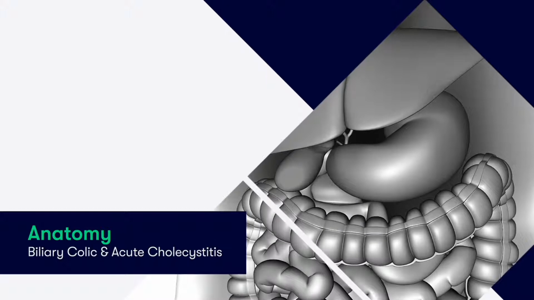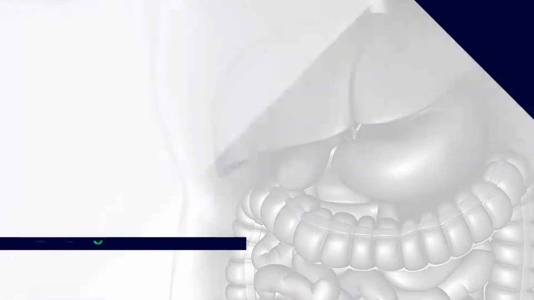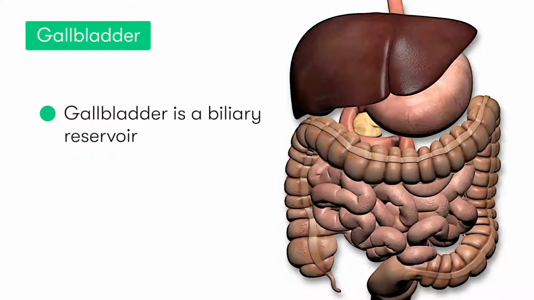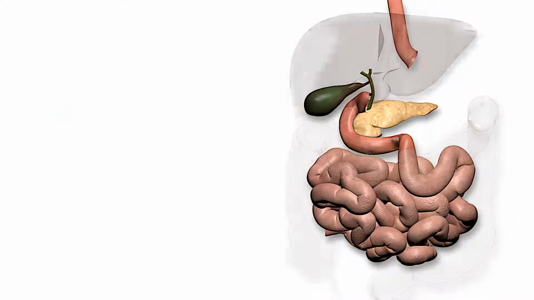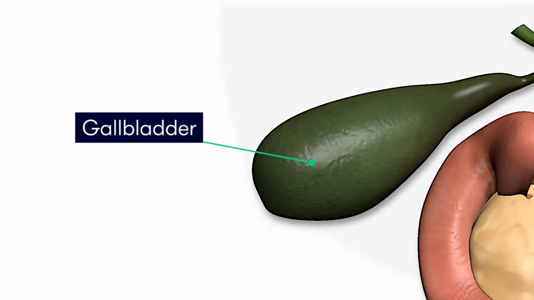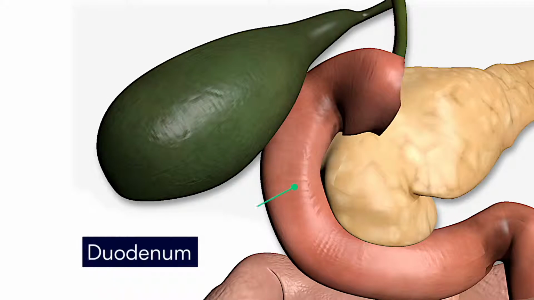Before we focus more on the respective conditions, we first need to cover some basics of anatomy and physiology. The gallbladder is a reservoir that is responsible for storing and concentrating bile that's produced by the liver. It's shaped like a slightly elongated pear and sits underneath the liver, as you can see here. We can also see how the gallbladder lies slightly superior and lateral to the duodenum and pancreas.